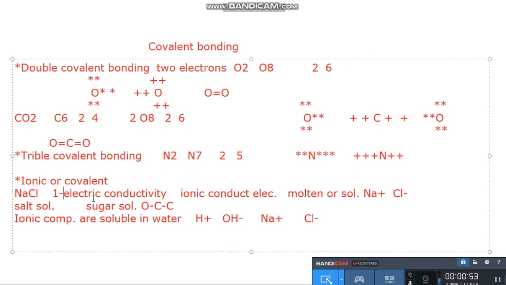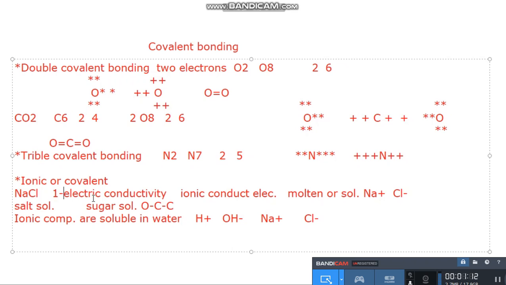Because ionic compounds contain free ions when molten, and covalent compounds don't contain free ions. And ionic compounds, as we said, contain free ions when molten or in solution only.